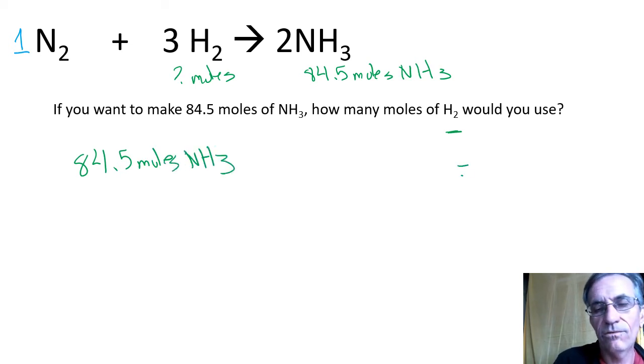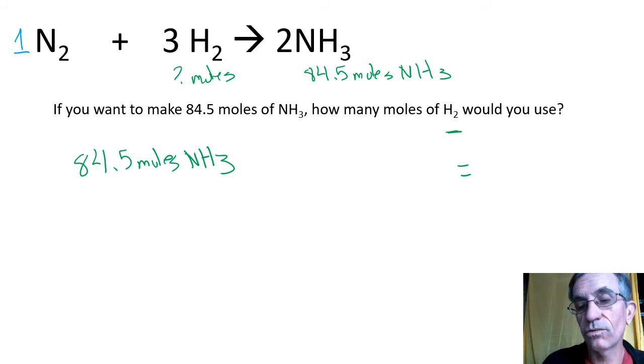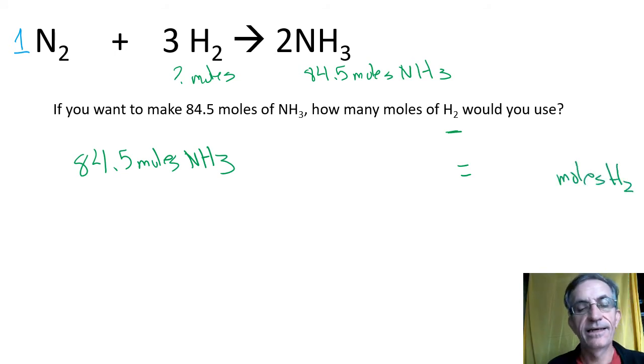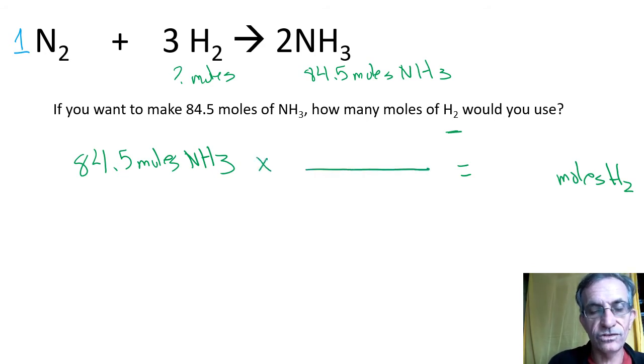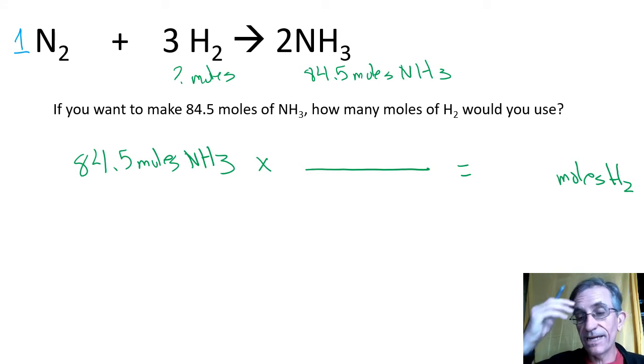Write down what you're going to. So what are we trying to get to? Well, how many moles of hydrogen? So we're solving for moles of hydrogen. And in the middle, we're going to have to use our conversion factors. Our conversion factors are the coefficients. So our beginning number is 84.5 moles of NH3. How many moles of hydrogen?